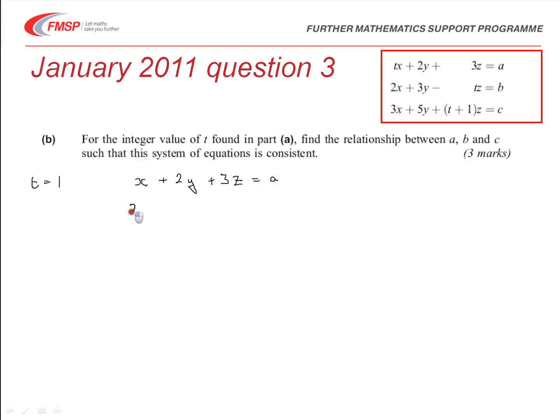And then we've got 2x plus 3y minus z equals b, and then we've got 3x plus 5y plus 2z equals c.